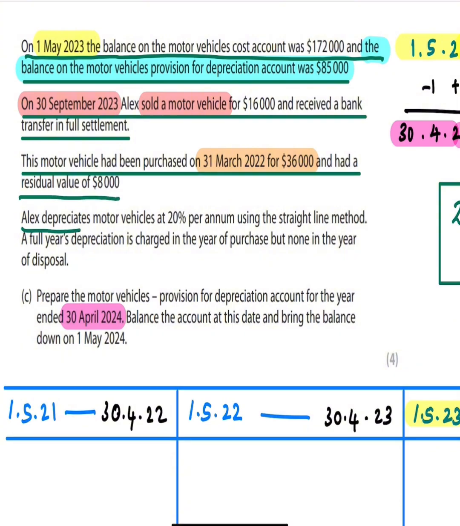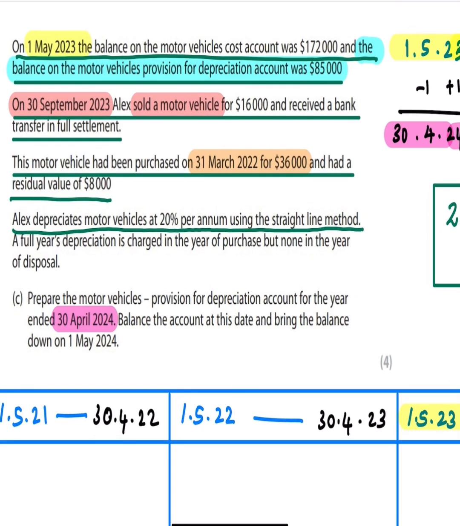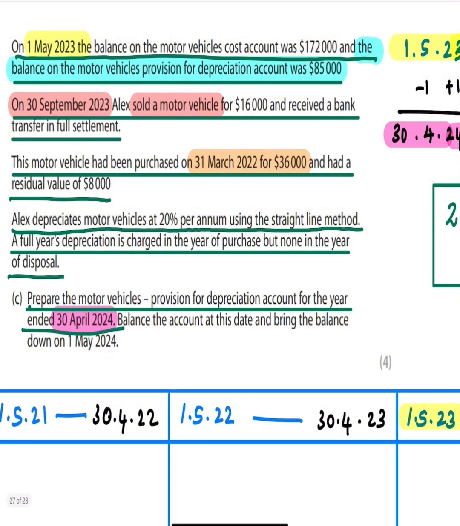Alex depreciates motor vehicles at 20% per annum using the straight line method. A full year's depreciation is charged in the year of purchase but none in the year of disposal. Prepare the motor vehicles provision for depreciation account for the year ended 30th April 2024, balance the account at this date and bring the balance down on 1st May 2024.